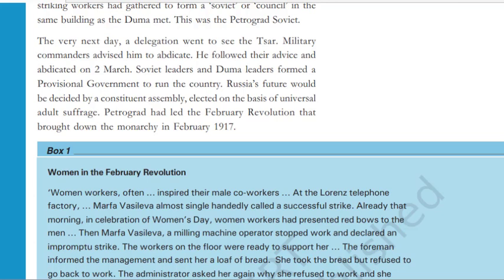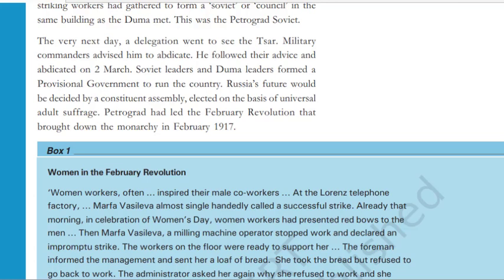The very next day, a delegation went to see the Tsar. Military commanders advised him to abdicate. He followed their advice and abdicated on the 2nd of March. Soviet leaders and Duma leaders formed a provisional government to run the country. Russia's future would be decided by a constituent assembly elected on the basis of universal adult suffrage. Petrograd had led the February Revolution that brought down the monarchy in February 1917.